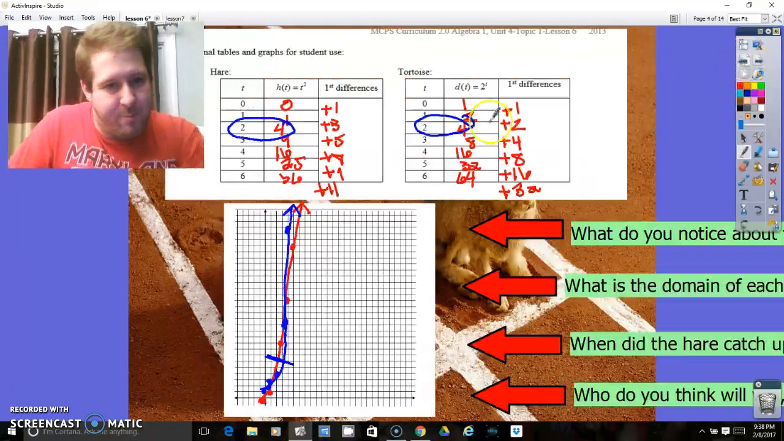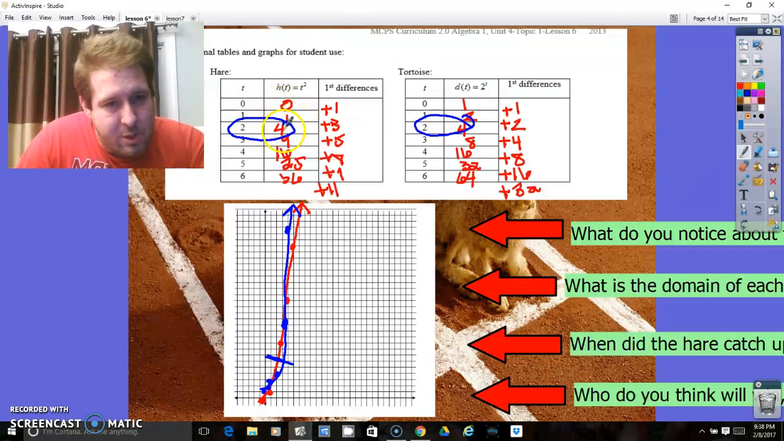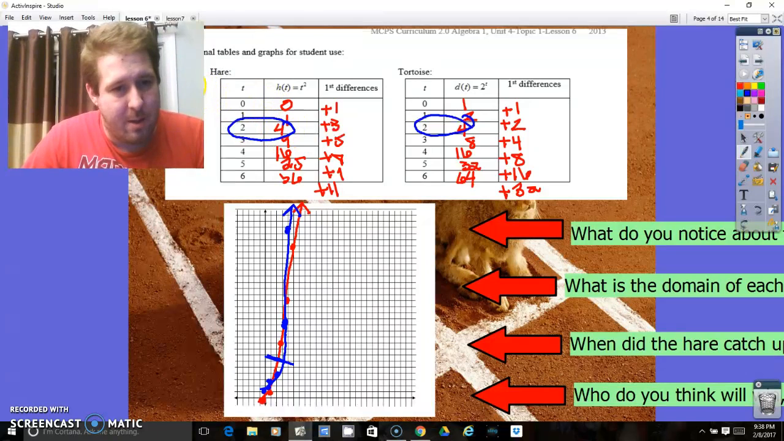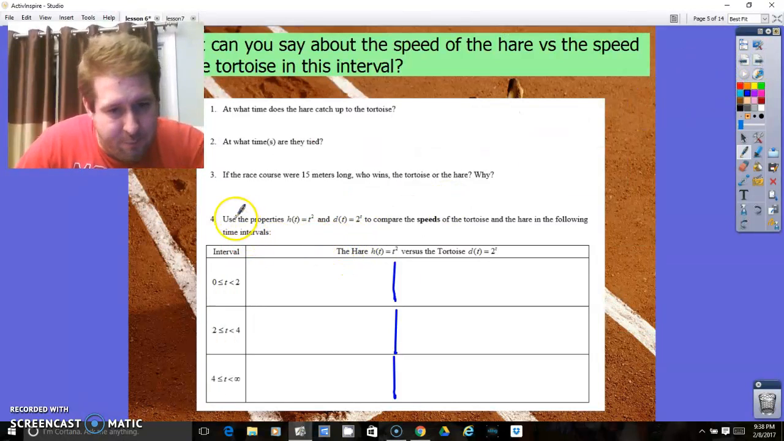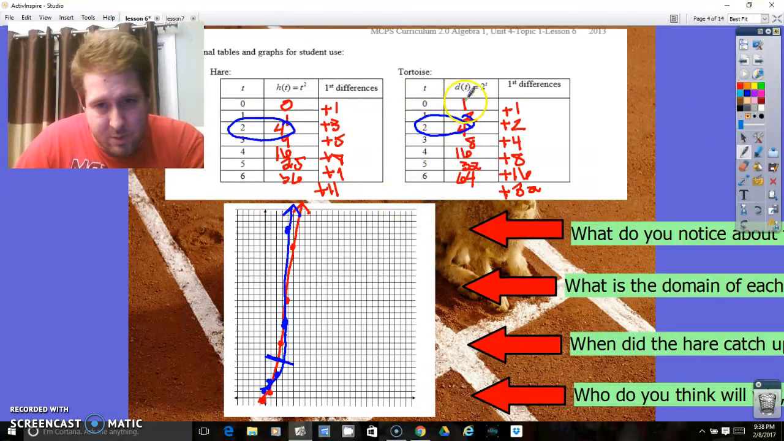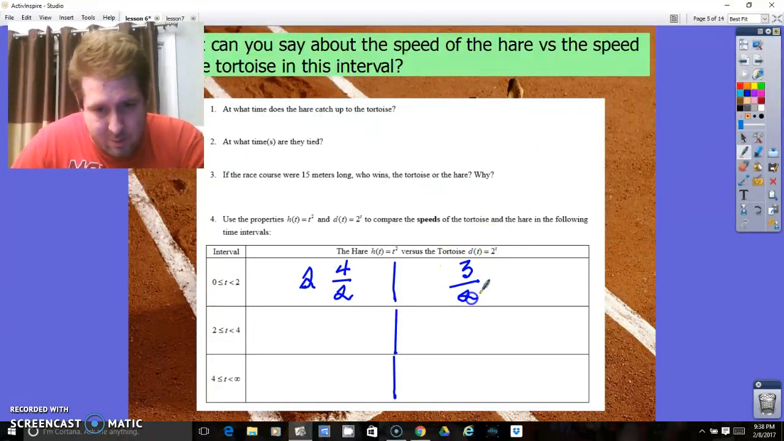So let's look at the hare from 0 to 2. From 0 to 2, it increases by 4 after 2 seconds. So it's increasing by 4 in 2 seconds, so that would be a rate of change of 2. So we're trying to find what the interval was. Use the properties to compare the speeds of the tortoise and the hare for the following time intervals. So that one was going up 4 for every right 2. The tortoise from 0 to 2 looks like it went up 3 in 2 seconds. So clearly the hare was going faster in the first 2 seconds.